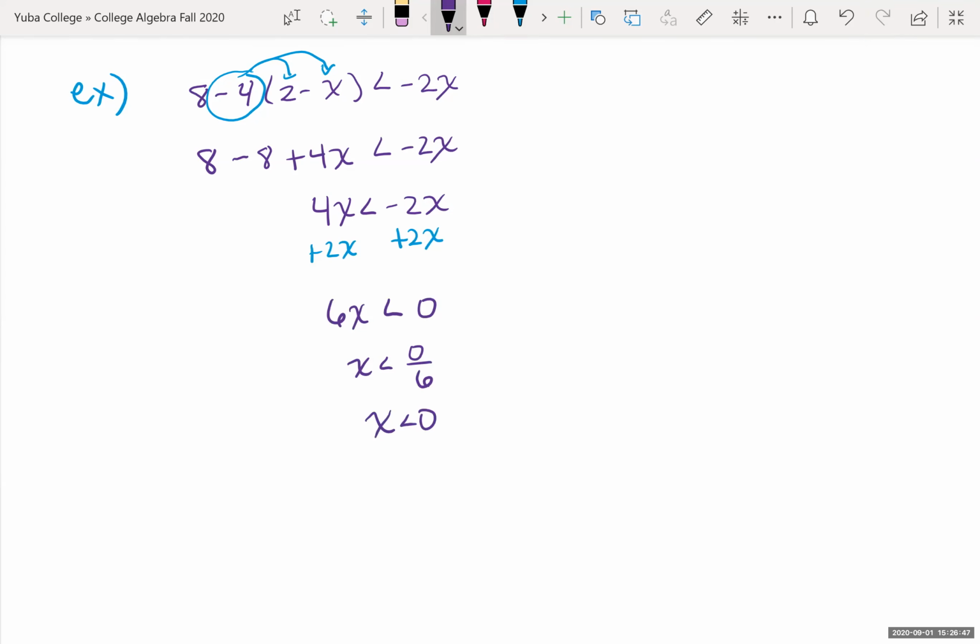Does the sign flip? Excuse me? Does the sign flip the other way because we divided? No, because we divided by a positive number. And so if this had been a negative 6, then we would have to flip it. So only when you divide by a negative or multiply by a negative do we have to worry about the inequality flipping.